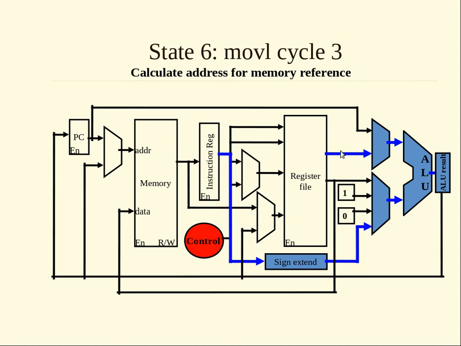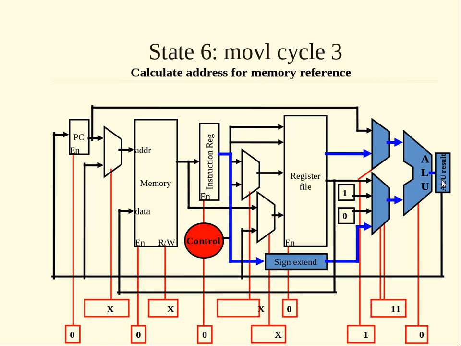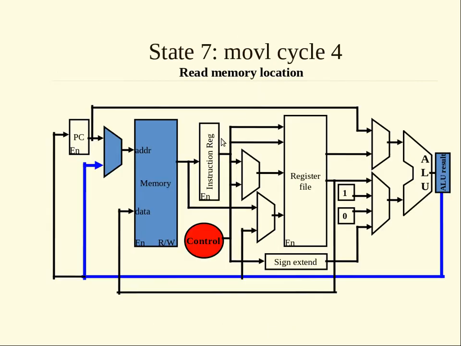Well, move L, we need to read from that register file, get a sign extend from the instruction, put it to the ALU, get the ALU result, and then disable everything else. And of course, when those are disabled, we don't care about what's in those. Here's a control ROM telling us to go to the next state, as well as with selecting the muxes accordingly.